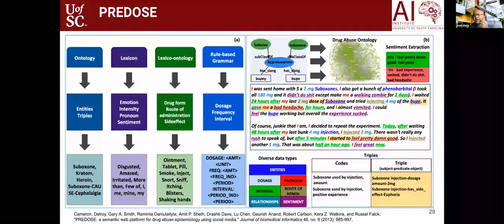And more importantly, in the text, we want to try and understand a lot of different components of natural language: entities, relationships, time interval, dosage, and in this particular case, route of administration. Is the drug being snorted? Is the drug being delivered through injection? Is the drug being taken as a pill form, crushed pill form? All these are very relevant things and you need to understand them, right? So we use a broad variety of techniques: ontology or knowledge graph-based techniques on the left-hand side, lexicon-based techniques, lexico-ontological techniques, and rule-based grammar techniques. There's no one-size-fits-all. So a variety of techniques were used to understand different types of information to be extracted.